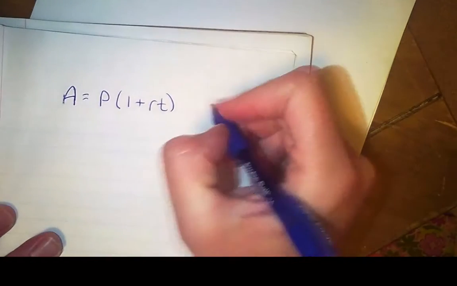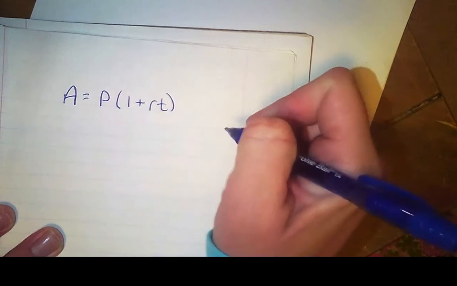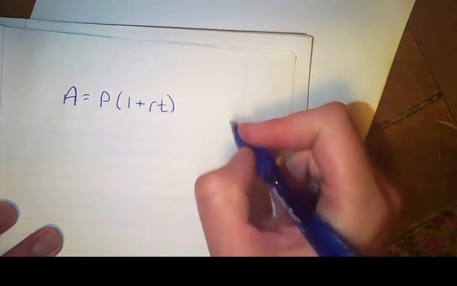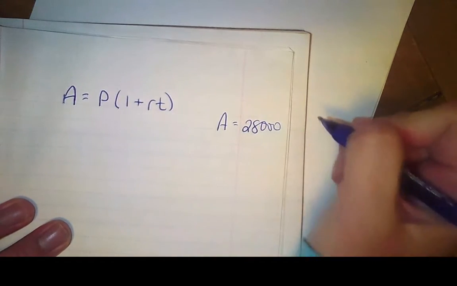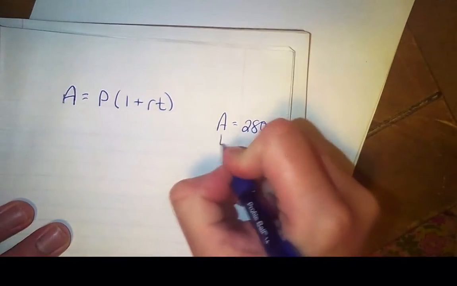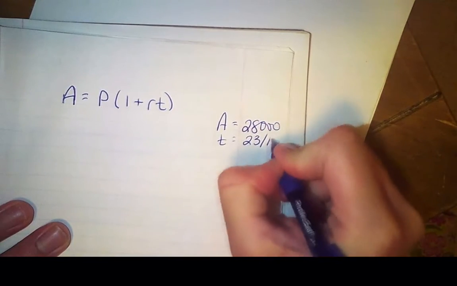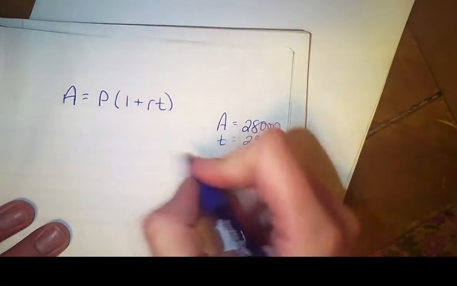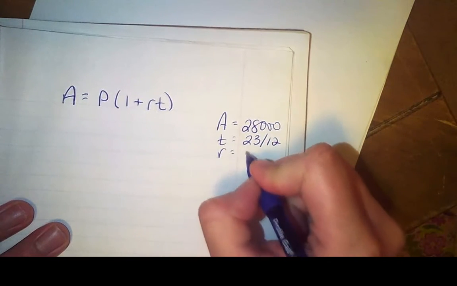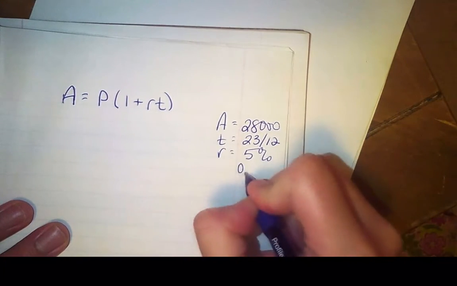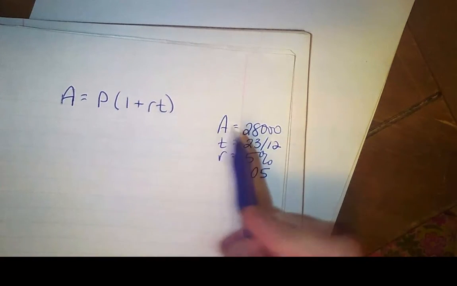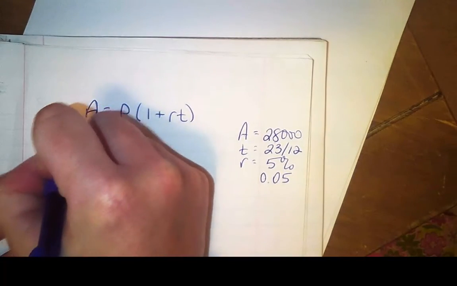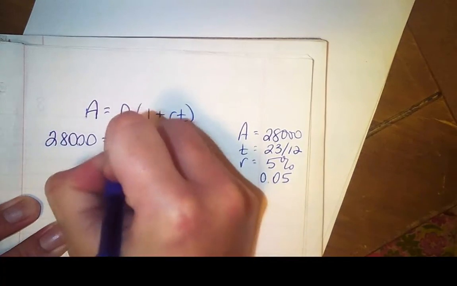So if I want to find the present value, I know that the future amount, or the amount achieved, is 28,000. I know that I did this for 23 months, so remember, that's going to be 23 over 12. And I know that I'm at 5% simple interest, so my interest rate is 0.05. So I can just fill the rest of this in. My amount achieved, or the future value, is 28,000. I am looking for P.